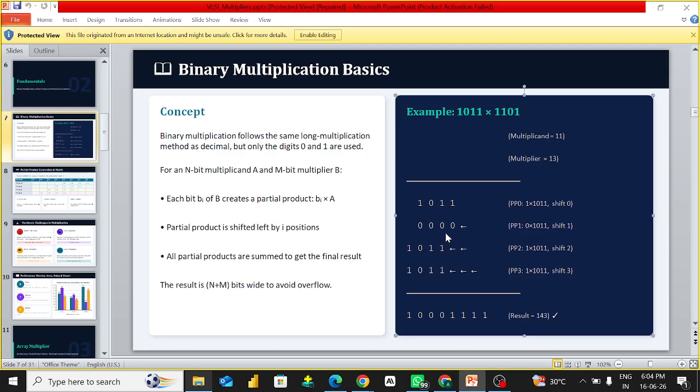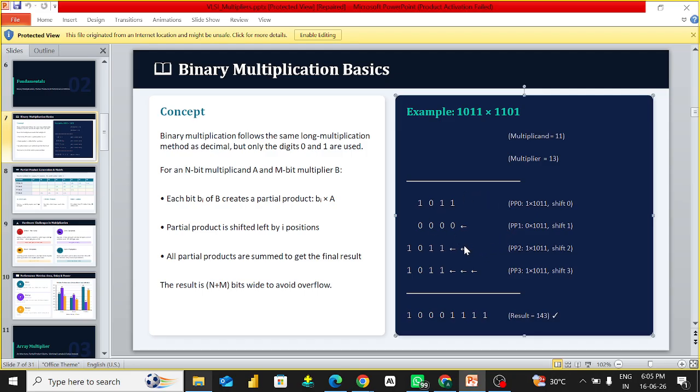Just observe this example. You can see 1 into 1 0 1 1. Each row is called a partial product. So just remember this word, partial product. It's required to know what a partial product means. Each row that you have multiplied with a multiplier digit is called a partial product.